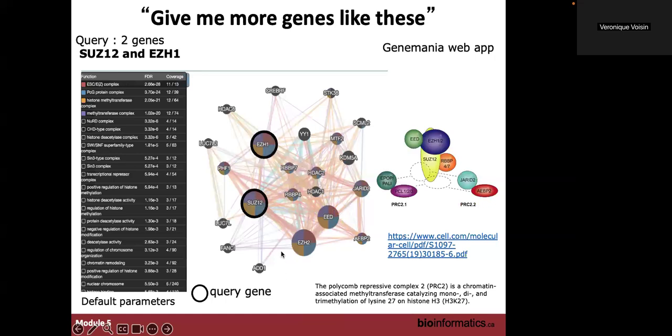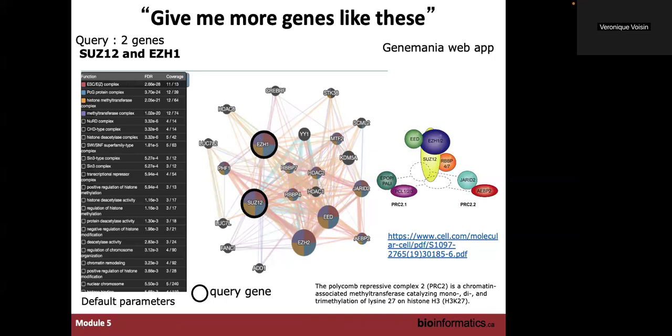Then second example. I have two genes here. Give me more genes like this. I'm also going to use the GeneMANIA web app because it's just two genes and it's also a rapid query. So I knew that these two genes, SUZ12 and EZH1, were part of the polycomb repressive complex 2, PRC2, but also knew that they were not the only two elements of this complex. So I wanted to retrieve in a rapid way the other elements of this complex.